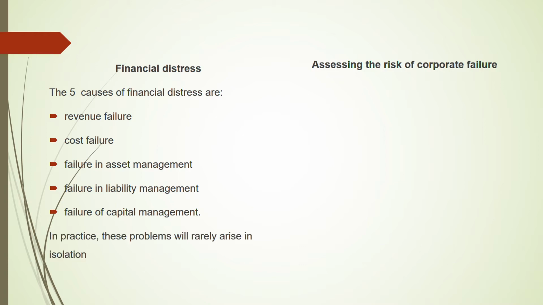And you need to understand that these things do not operate in isolation. Rarely do they happen in isolation, mostly they are linked with each other. For example, if you're not able to manage your working capital, it will have an impact on your liability. Now let us go for assessing the risk of corporate failure.